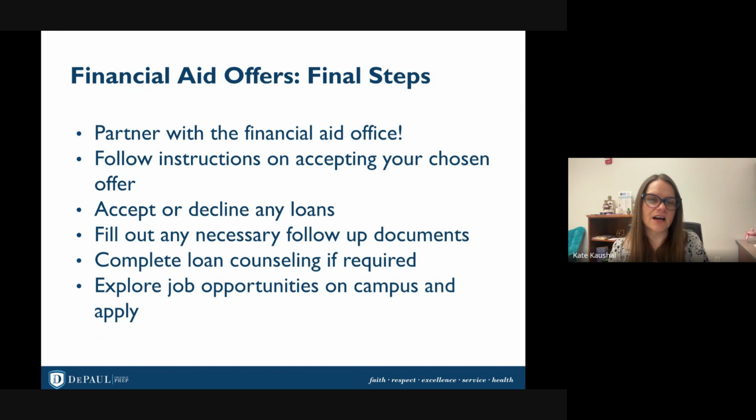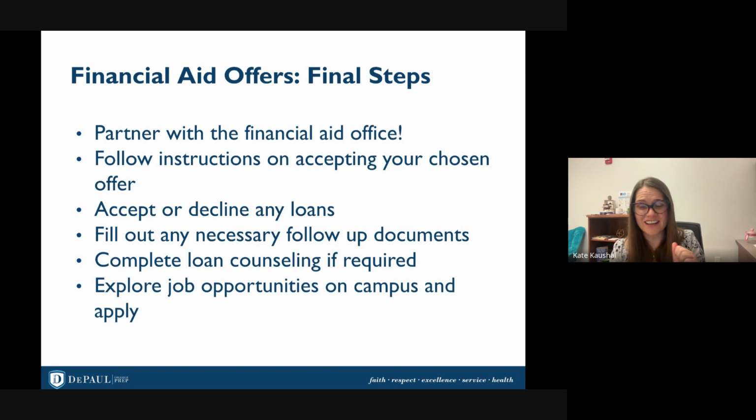Follow instructions on accepting your chosen offer. Students often have to go in their portal, hit accept, and decline any loans. If they don't, that offer is just sitting there waiting for them to take advantage of it. So accept and decline that aid, whatever you want to take out. Fill out any necessary follow-up documents. Sometimes for scholarships, there might be a scholarship agreement they need to fill out to make sure they're accepting the scholarship. There may be loan counseling.